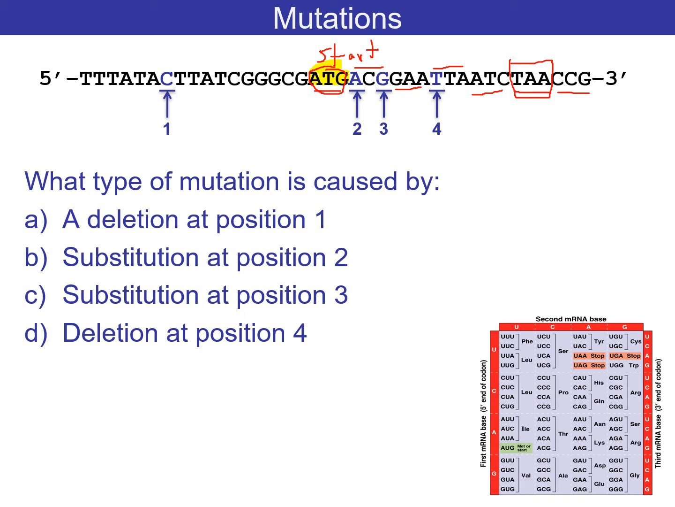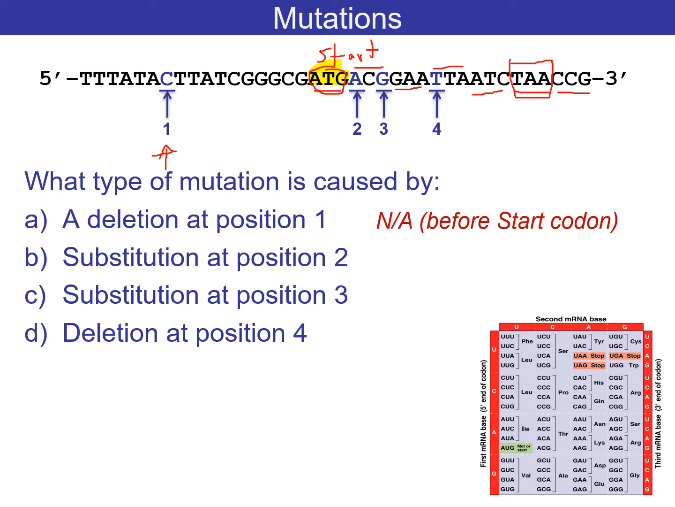So now I need to just answer the question. It says, what type of mutation is caused by deletion at position 1? So we notice here that position 1 is before the start codon. So what kind of mutation is that? It will not have any effect on any amino acids. So here's my answer. Not applicable. It is not a mutation in the gene. It may have some sort of mutation in part of the promoter or have some sort of regulatory effect, but that is beyond the scope of this course.